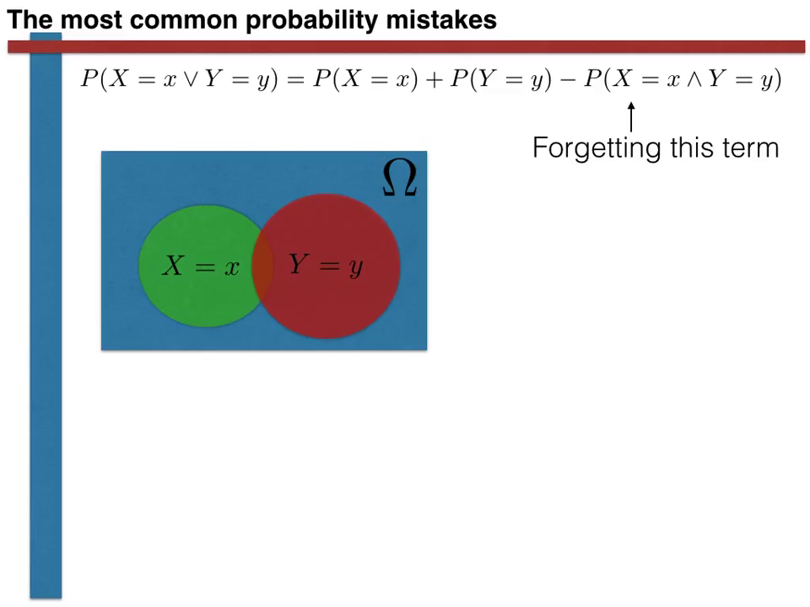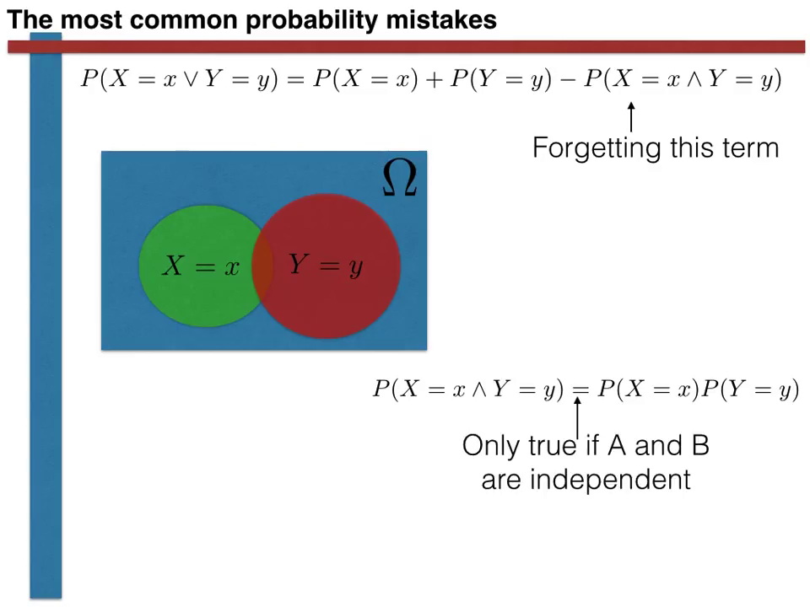Now, the other common mistake to make is to assume that the probability that X equals x and Y equals y can be calculated by multiplying the probability that capital X equals small x by the probability that capital Y equals small y. Again, this is not true in general. It is only true when the event that X equals x is independent of the event of Y being equal to y. To understand what this word independence means, recall that we can write the probability that X equals x and Y equals y as the product of a conditional probability and an absolute probability as shown here.